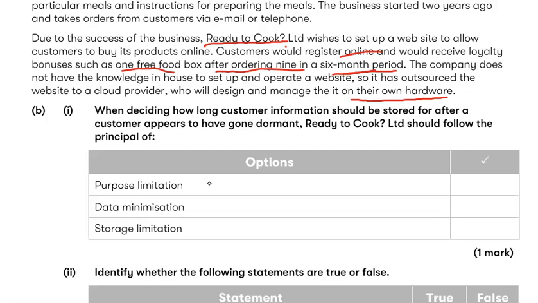When deciding how long customer information should be stored after a customer appears to have gone dormant, Ready to Cook Limited should follow the principle of purpose limitation, data minimisation or storage limitation. So we will go with storage limitation.